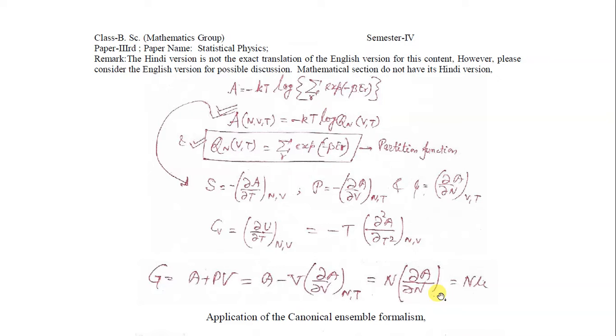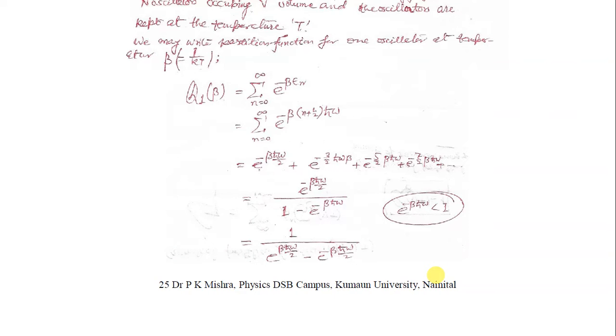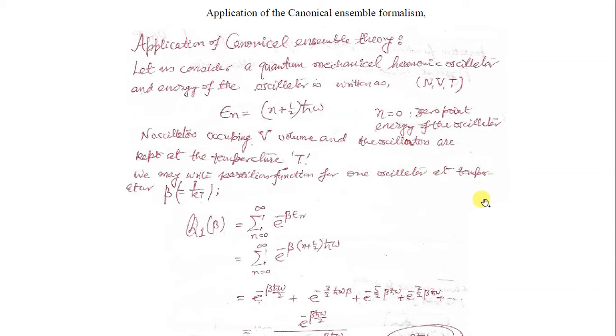In order to appreciate this approach, you would like to see an application of this canonical ensemble formalism using the problem of a quantum mechanical harmonic oscillator. In the case of a quantized harmonic oscillator, we can write the energy of the oscillator using this expression E_n, that is (n plus half) h-bar omega. When n is 0, your energy of the oscillator is the zero point energy, that is half h-bar omega, then 3 by 2 h-bar omega, and so on. With the increase of n, your energy of the oscillator will increase.